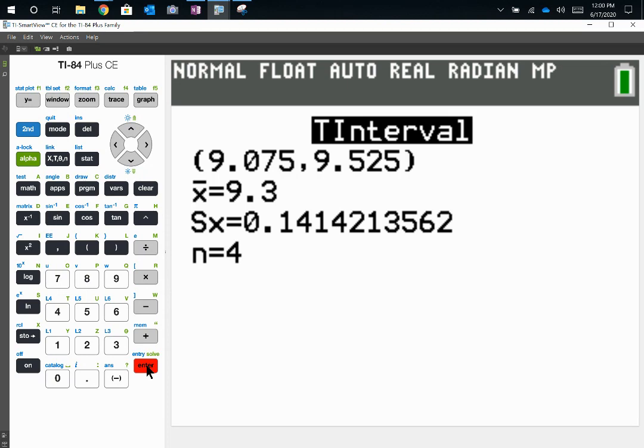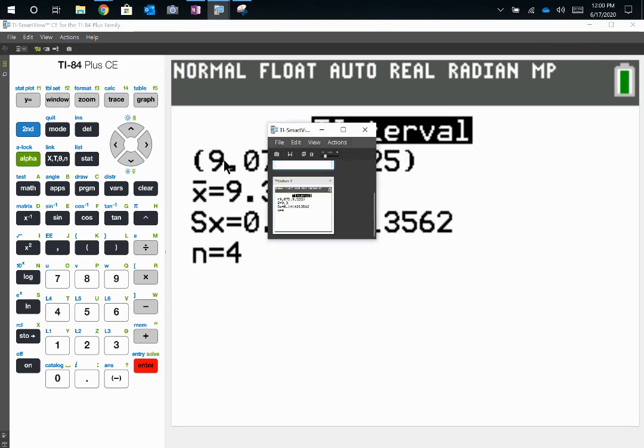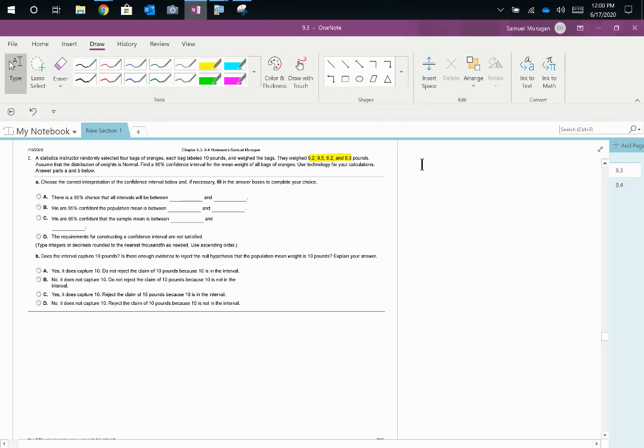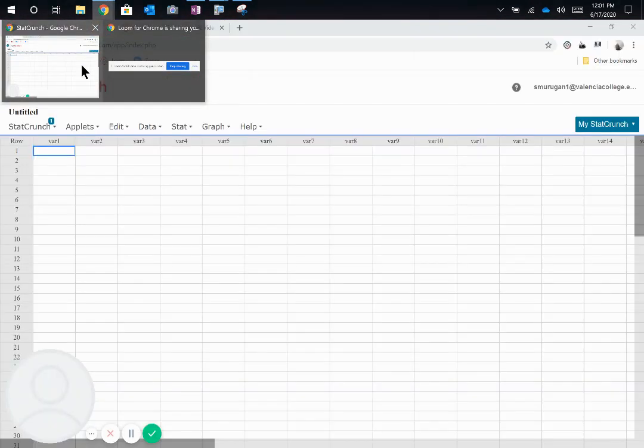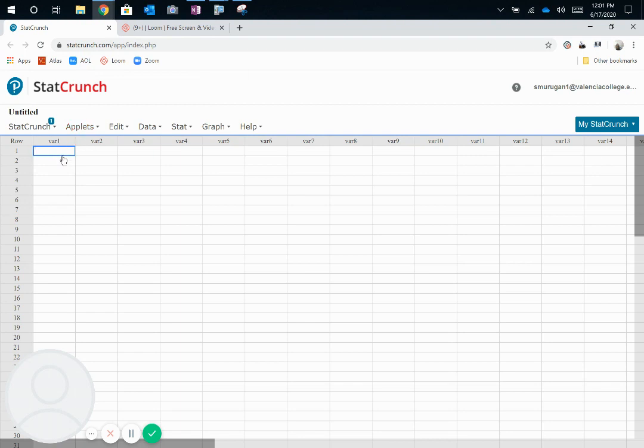Give the calculator a little time to work. Capture your screen. Copy it and place it into the notes here, okay? All right, now let's do this with StatCrunch, okay? Both programs. So in StatCrunch, we would enter the data in a table right here.